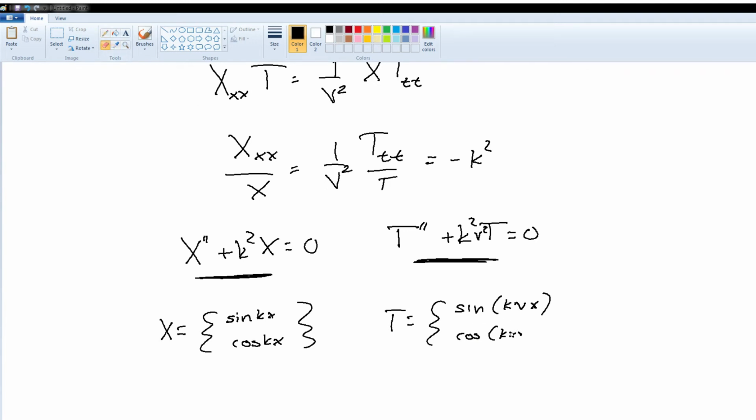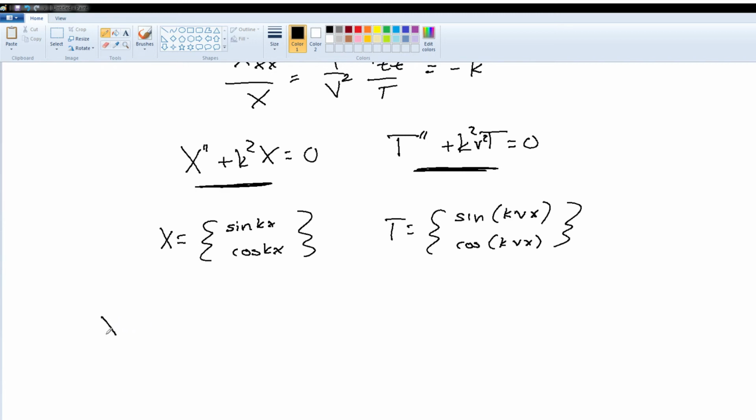All right, so what's going to happen is that we're going to have for our general solution, what do we have? Y of x,t is some combination of these guys. I should decide how to write this.